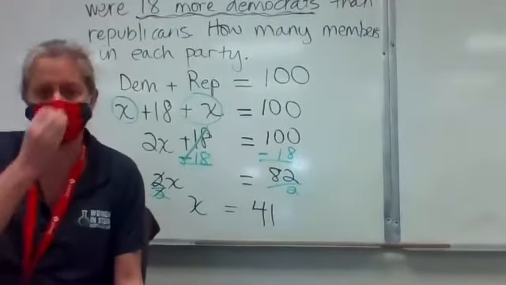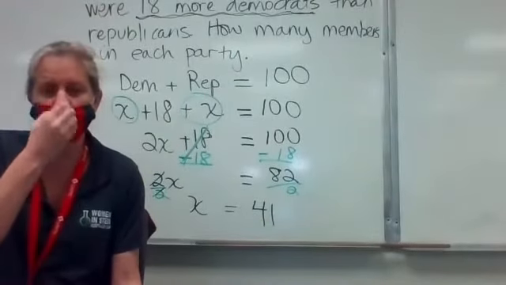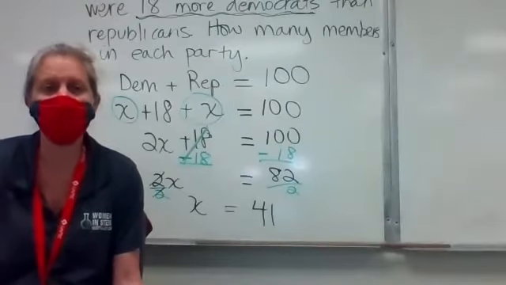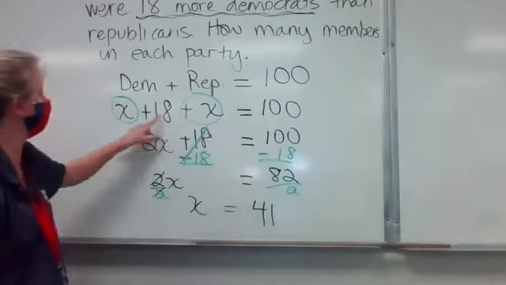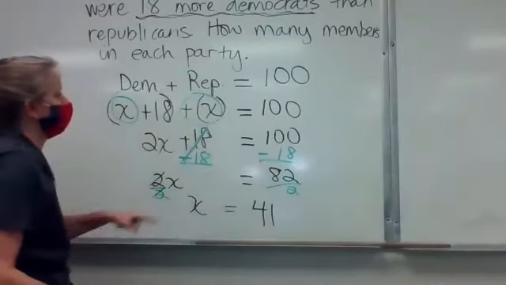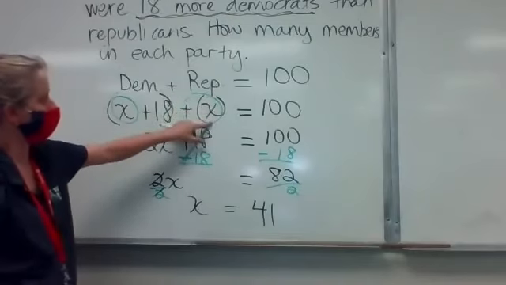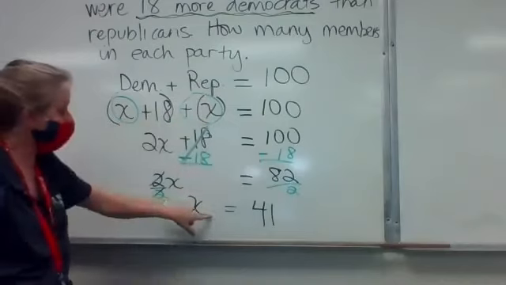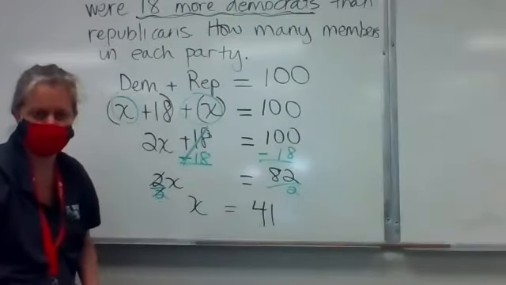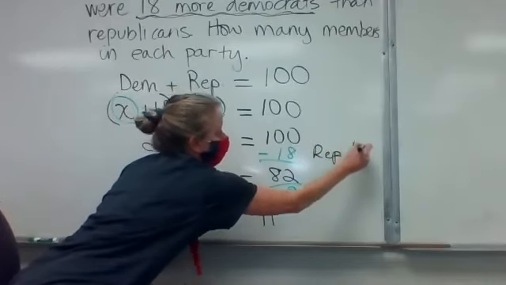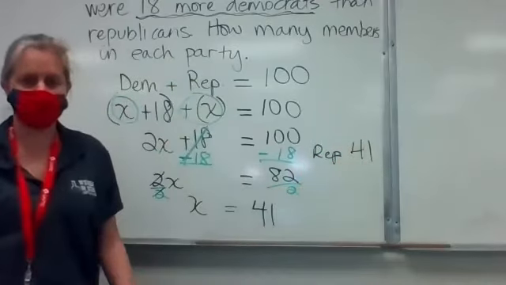So what does that tell me? Who is represented by plain X? The Democrats or the Republicans? Here's my Democrats, here's my Republicans. That means X is your Republicans, and X is 41. So that tells me that there are 41 Republicans.